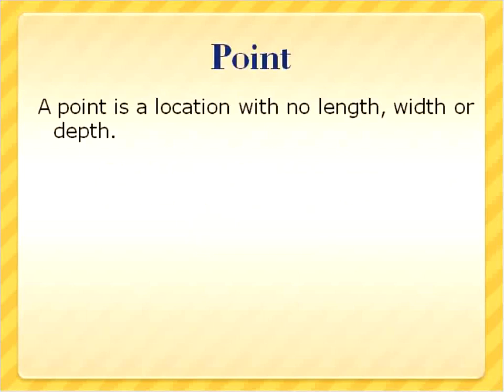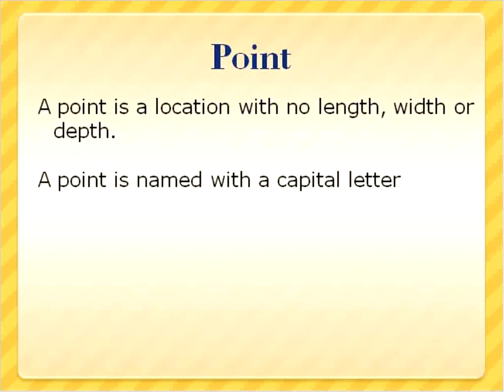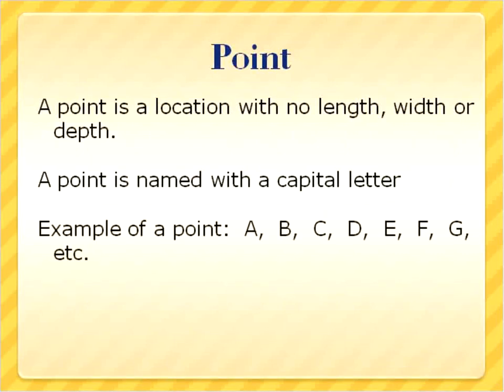First off, let's talk about a point. A point is a location with no length, width, or depth. Alright? A point is usually named and labeled with a capital letter. So you'll have a point, for example, point A. And usually you will have not only the letter A, but a small dot to indicate where that point is.